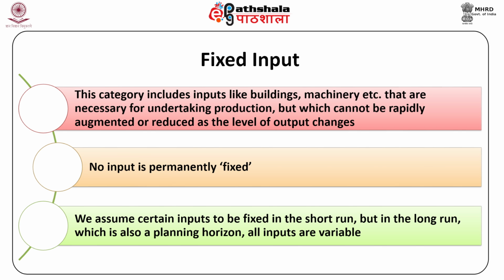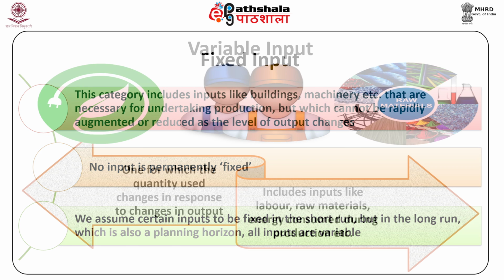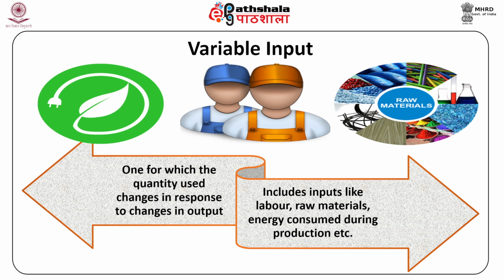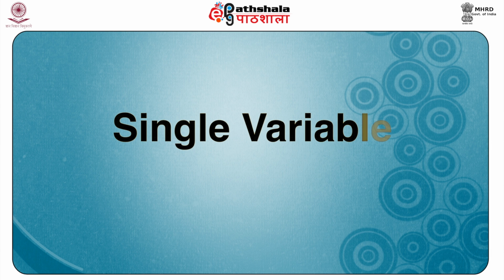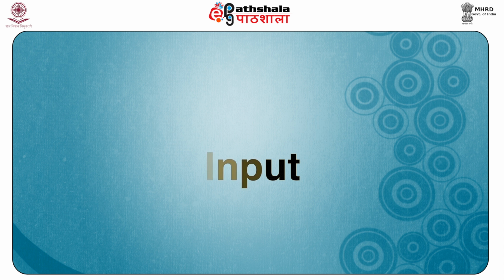However, no input is permanently fixed. We assume certain inputs to be fixed in the short run, but in the long run, which is also a planning horizon, all inputs are variable. B. Variable input. A variable input is one for which the quantity used changes in response to changes in output. This category includes inputs like labor, raw materials, energy consumed during production, etc. Now we will discuss a single variable input.